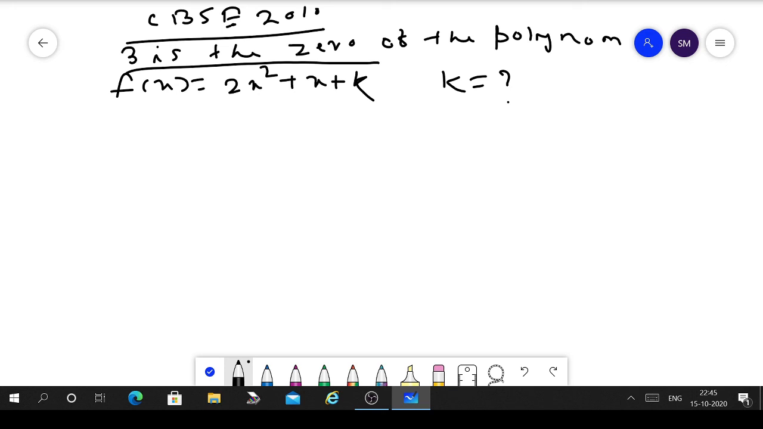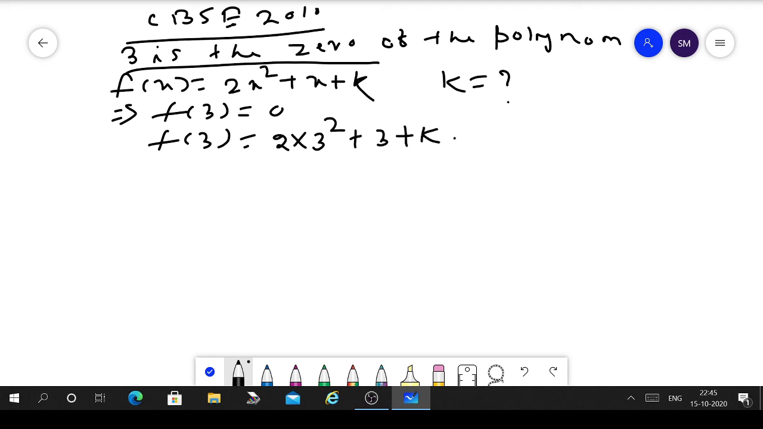As 3 is a zero of the polynomial, f of 3 is equal to 0. Find f of 3 by putting 3 in place of x. Then this is equal to 0. So 18 plus 3 plus k is equal to 0. Here k equals minus 21.